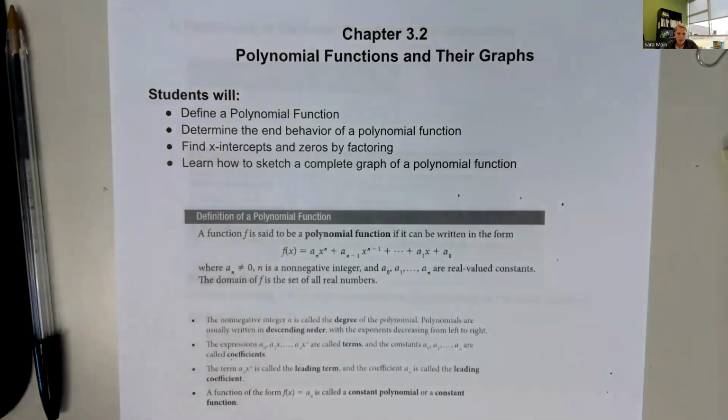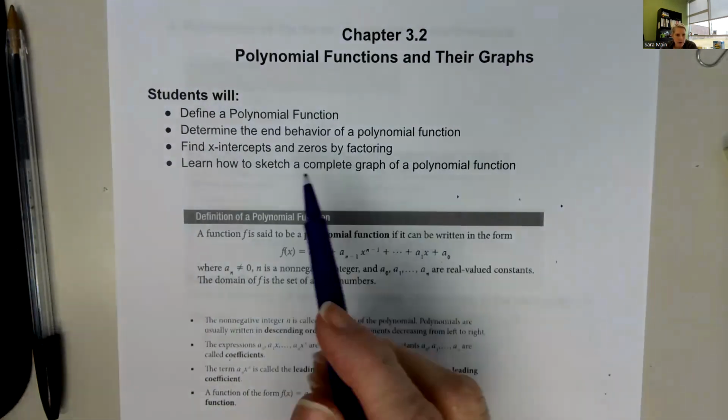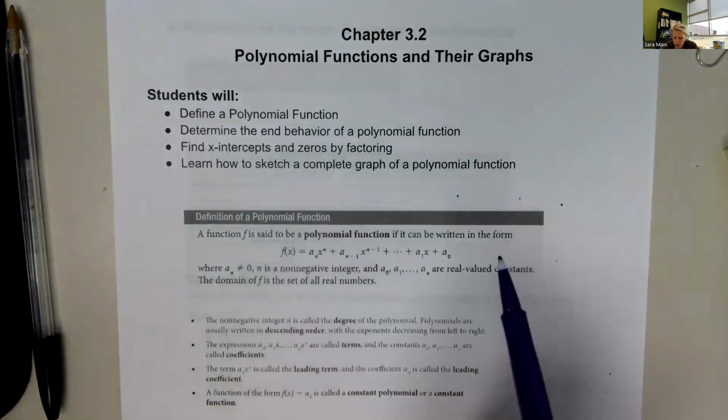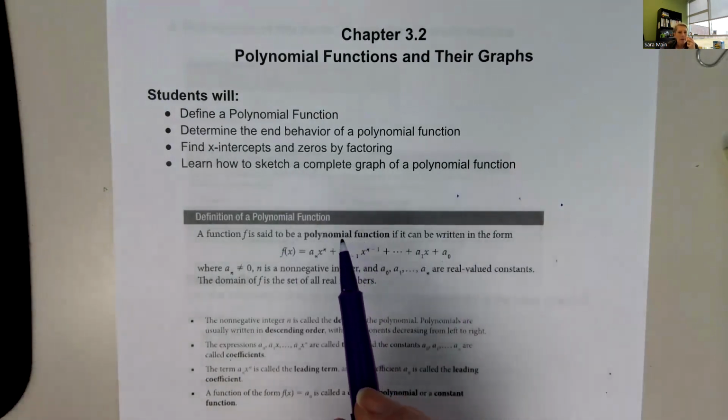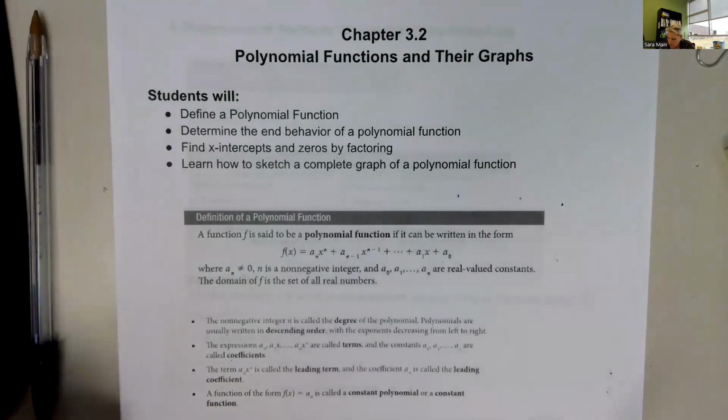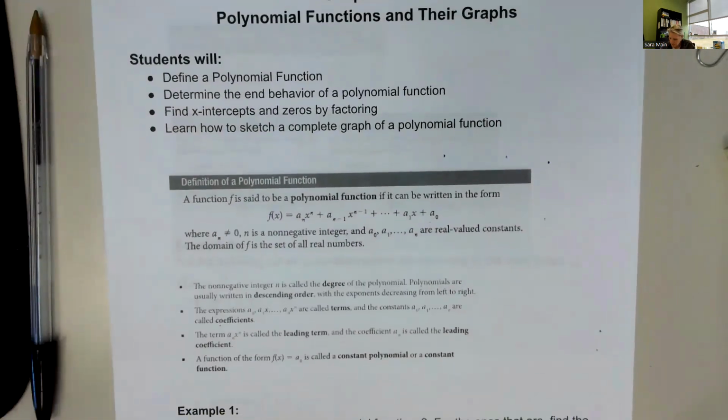In this lesson, we're going to learn how to define a polynomial. We're going to learn how to find its end behavior in the graph. We're also going to learn how to find the x-intercepts and the zeros by factoring, and then also how to do a full graph of a polynomial.